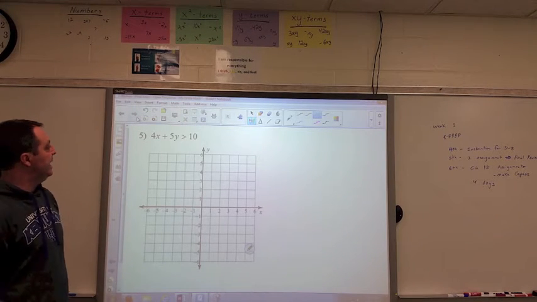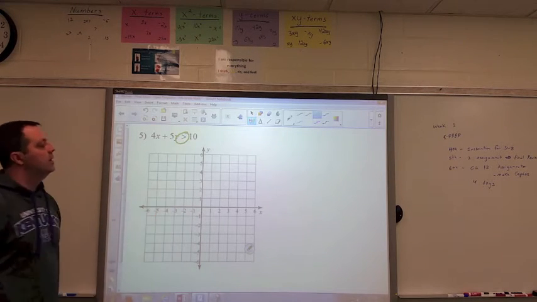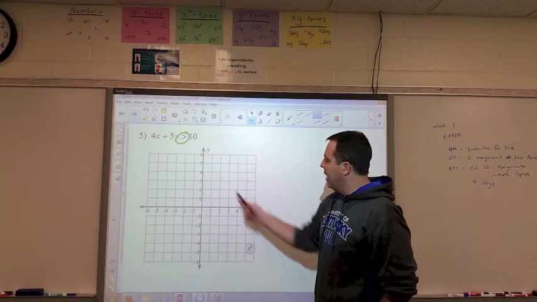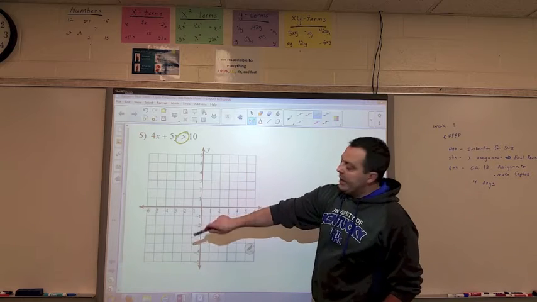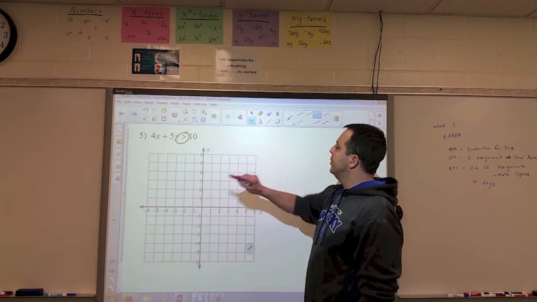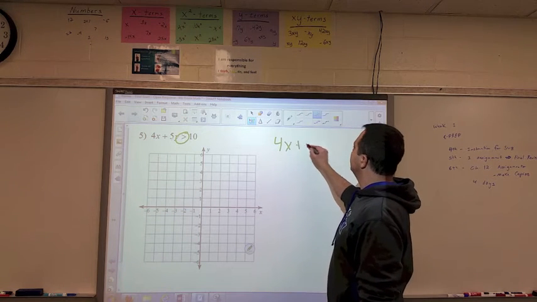Number 5 is an inequality. No equal sign, inequality sign. So we want to graph the line and then figure out which side of the line our solutions go on. So we're going to first put this into slope-intercept form.